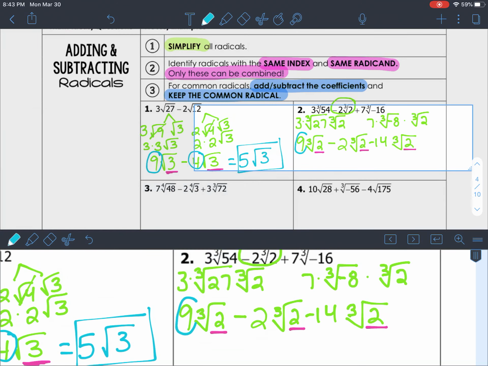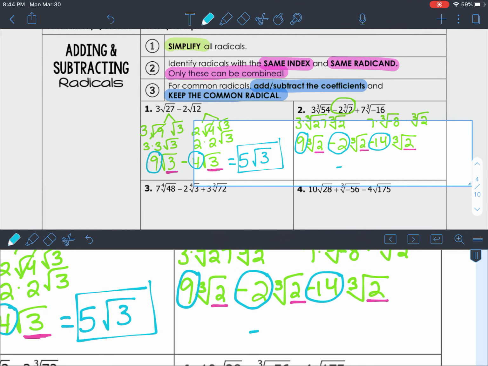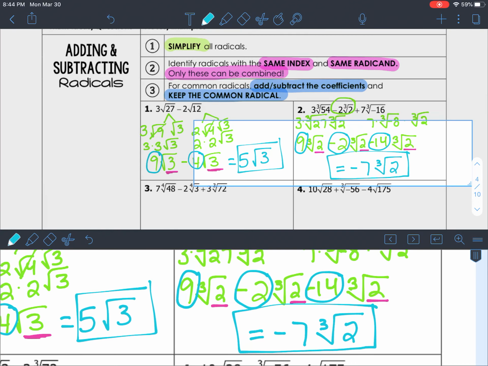Again, when we do this, we're going to use our coefficients, so our numbers out front. So I'm going to do 9 minus 2 is 7. And then 7 minus 14 is negative 7. And we keep that cubic root of 2. So we keep everything else the same here.